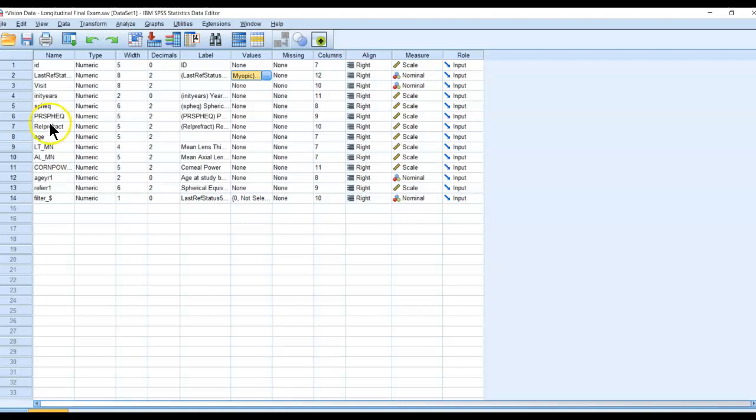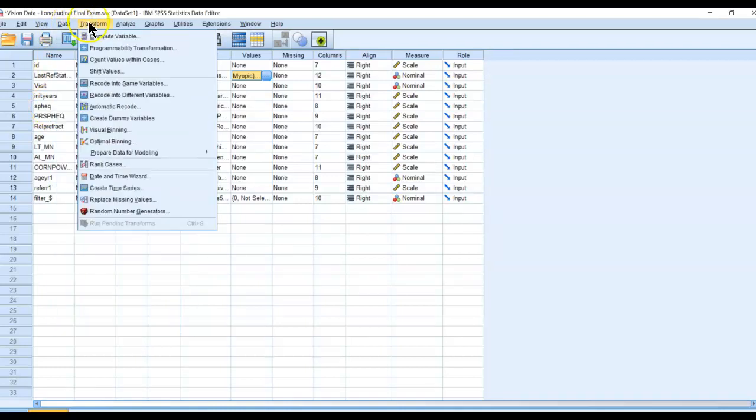We're interested in 3 dependent variables: the spherical equivalent, the periphery's spherical equivalent, and the relative peripheral refraction. And relative peripheral refraction is peripheral spherical equivalence minus spherical equivalence.